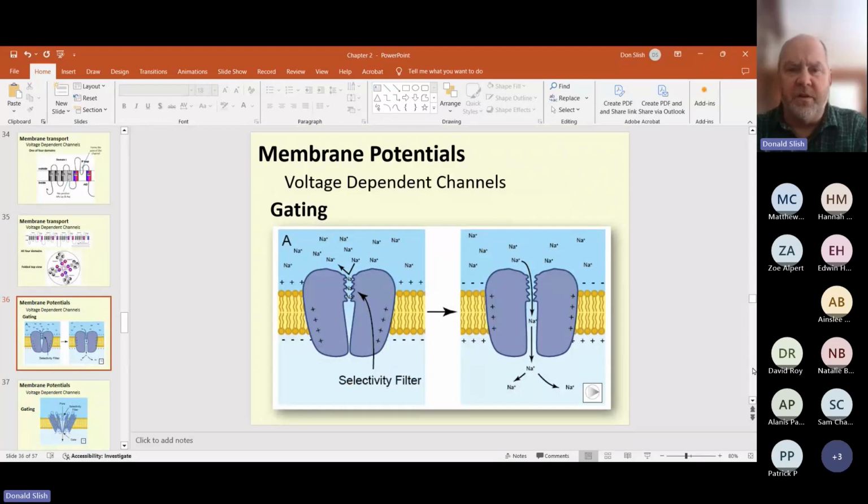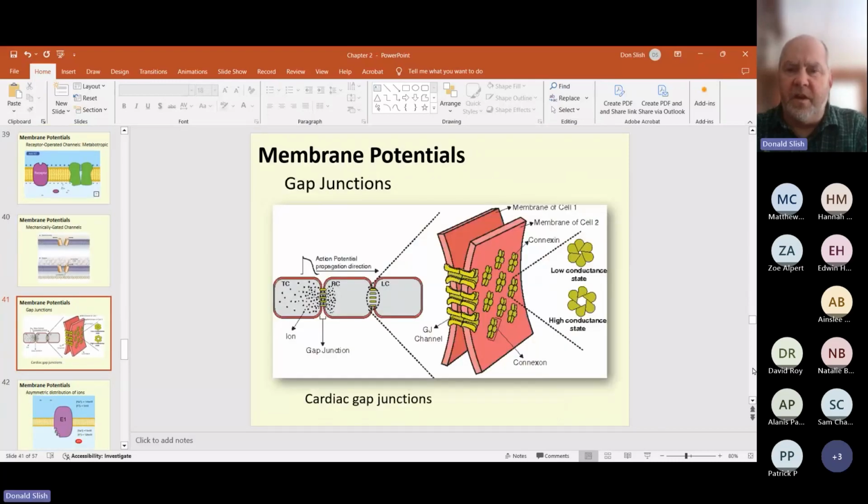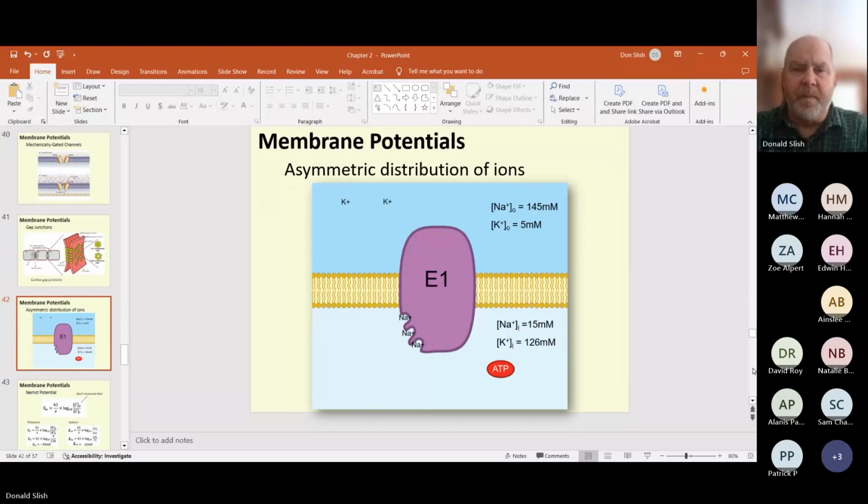All right, so here's our channels and how they work. And you've got stretch-gated channels and gap junction channels. All right, so let's get to the new stuff.